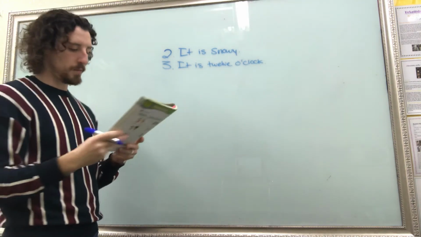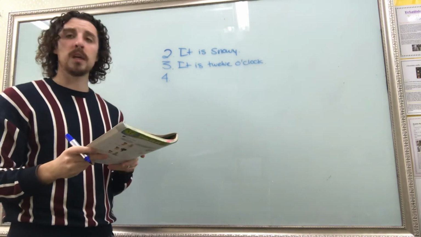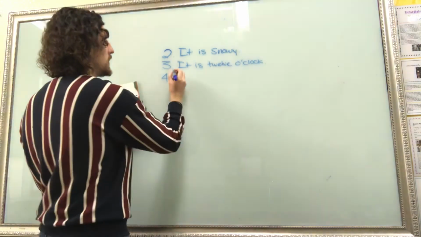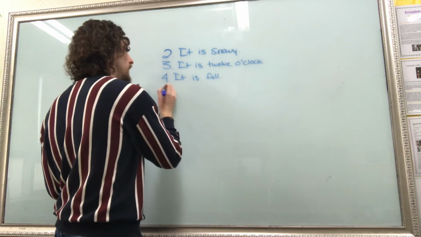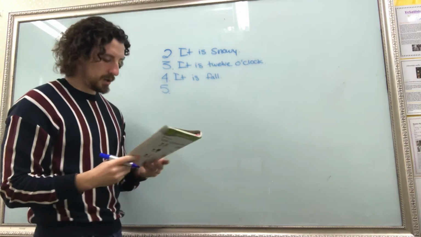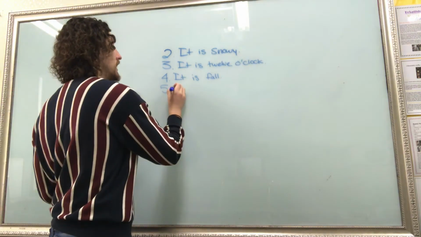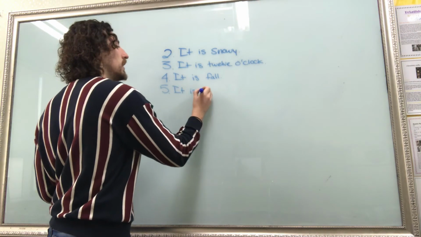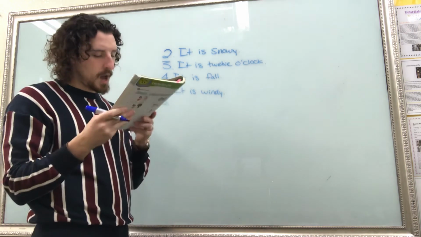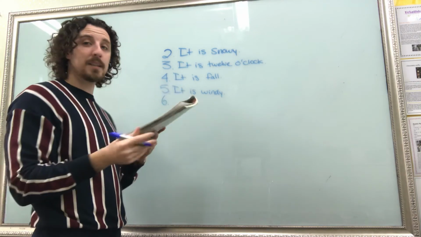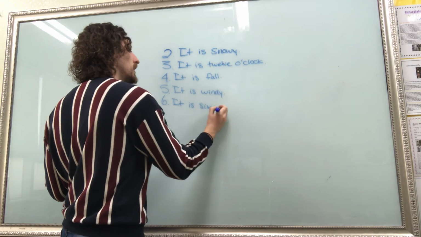Now let's move on to number 4. We're going with the season. Now, what season do the leaves turn brown? Fall. So we're going to say it is fall. Okay. Number 5, the weather. It looks very windy. So we're going to say it is windy. And the last one, the time. The little hand is at 6 o'clock. It is 6 o'clock.